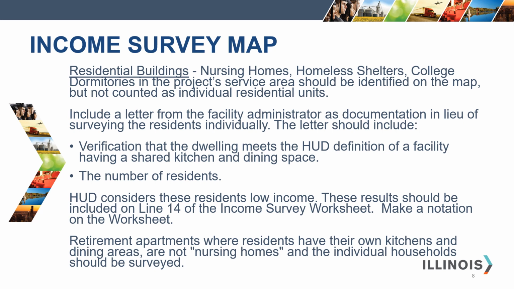Then on line 14 of the income survey worksheet, make a notation regarding the facility in your service area and add the number of residents to the total on line 14. This is the estimate of total number of LMI persons in your service area. Remember, retirement apartments where residents have their own kitchen and dining area are not nursing homes, and each household should be surveyed and recorded individually.